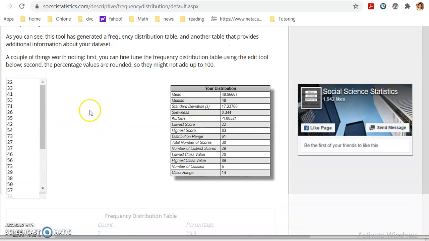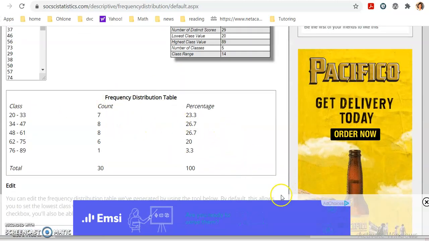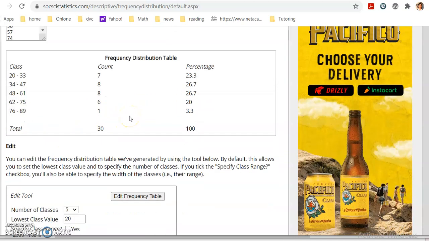The data set is actually quite high. So you have a first run of the frequency distribution table, but you can see that it does not adhere to what we want. By default they do 20 to 33, and so all the class ranges are not as good as what we want. It is a frequency table, but the class ranges are not what we want. So how do we do it?